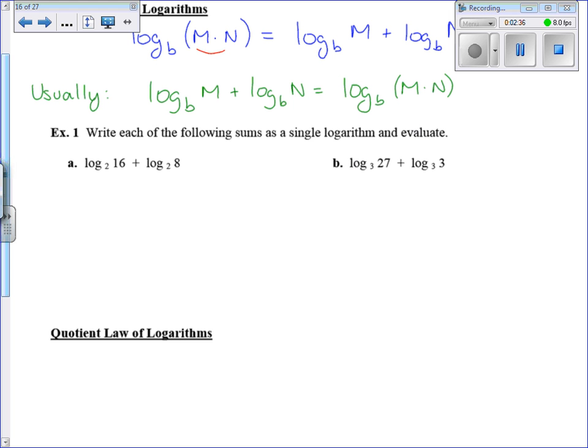So I'll do a couple quick examples to show how that works, and then we'll look at the quotient law. So we have log base 2 of 16 plus log base 2 of 8. They're both base 2. So the bases have to be the same for you to be able to do this. Write them as a single logarithm. When you're writing something as a single logarithm, that means use the laws to simplify.